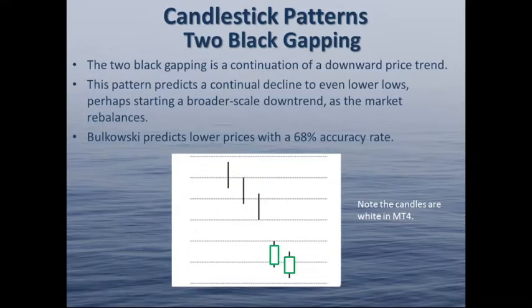I will now review the candlestick pattern 2 black gapping, which is considered a continuation of a downward trend, with a gap down that yields two black bars posting lower lows, like you can see in the diagram there. Bulkowski forecast lower prices with a 68% accuracy in this model. So again, you can notice that the accuracy percentage on this has gone down a little bit from previous, but again, it's worth looking out for these patterns.